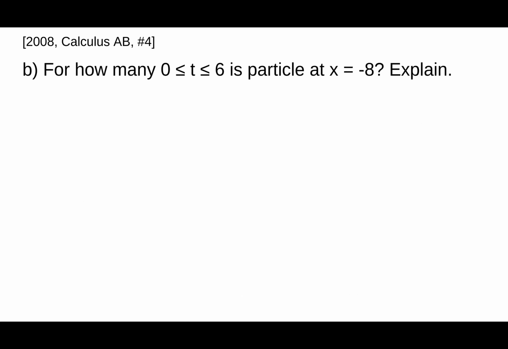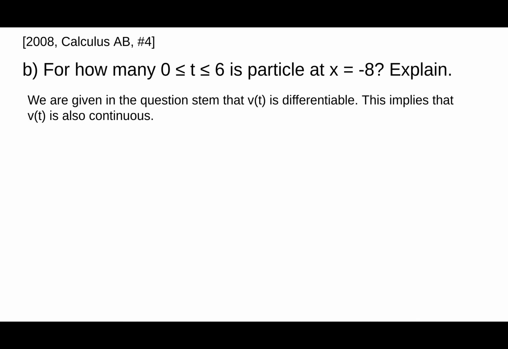All right, for part B, we are asked how many times between 0 and 6 seconds this particle is at position x equals -8, and to explain. We are given in the question stem that this velocity function is differentiable, which is good because that implies that the velocity function is also continuous, which we will need in order to answer this question.